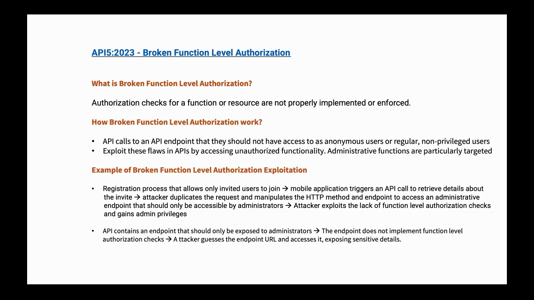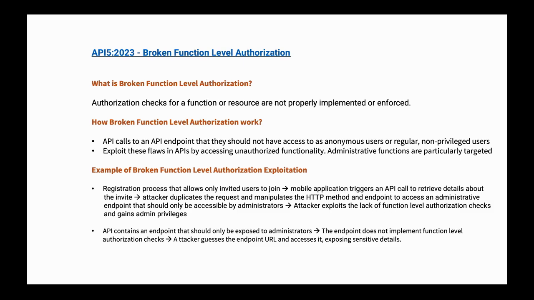Administrative functions are particularly targeted as they may lead to data disclosure, data loss, or data corruption, and ultimately service disruption. Now let's look at two examples of broken function level authorization exploitation. So imagine an application has a registration process that allows only invited users to join. Now the mobile application triggers an API call to retrieve details about the invite.